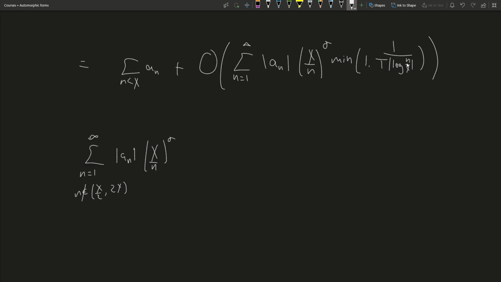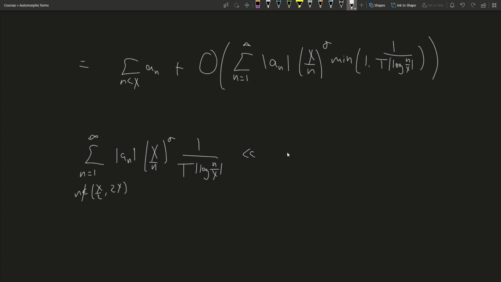In this case, we're thinking of t as being large here. So this quantity down here is at least log 2, and t we can take to be at least 1 over log 2. So we don't have to worry about the min 1 here. It's just going to be 1 over t log n over x. And like I said, this is at least log 2, so let's just bound it that way.